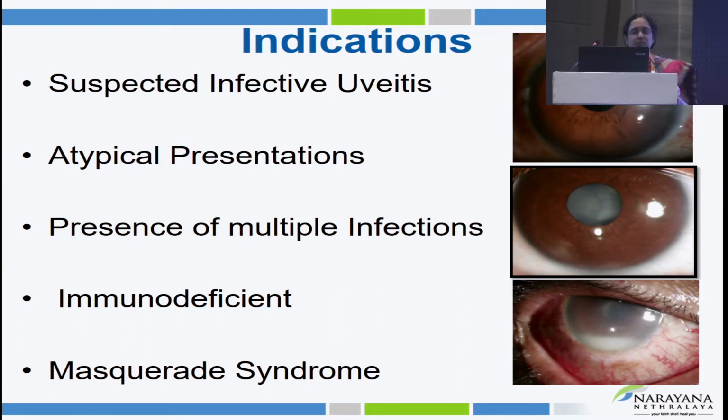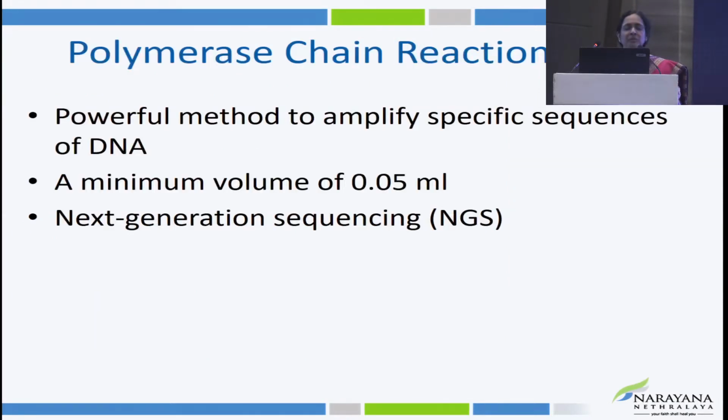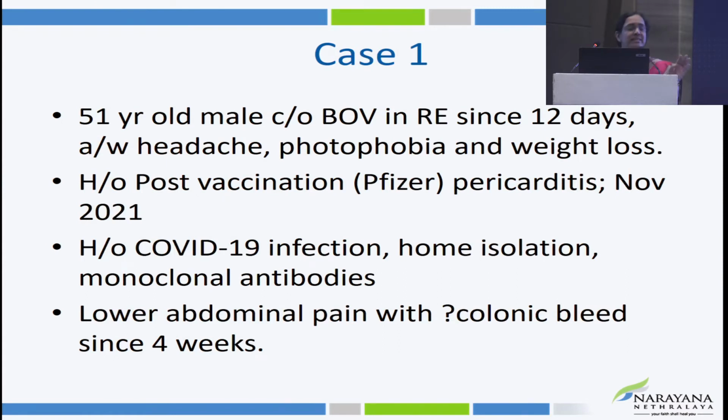Coming to the indications for the extensive workup: whenever we have suspected infective uveitis, atypical presentations, presence of multiple infections, an immunodeficient patient, or atypical presentations in extremes of age group with suspected masquerade syndrome. The polymerase chain reaction is a powerful method to amplify small specimens of DNA or RNA. We can do it with minimum volume. Now, next generation sequencing has come into the armamentarium to find out the exact organism. It's used both in infectious uveitis and also in masquerades. We'll see some case examples.